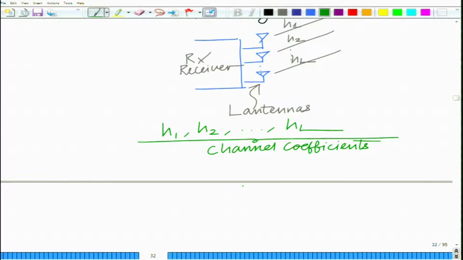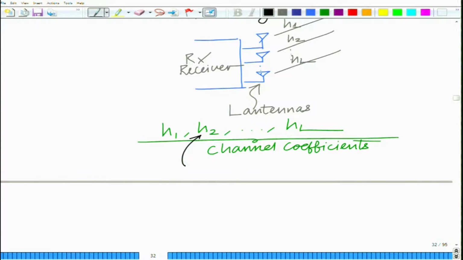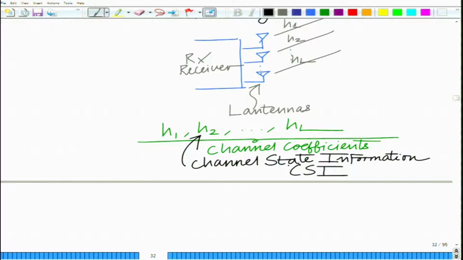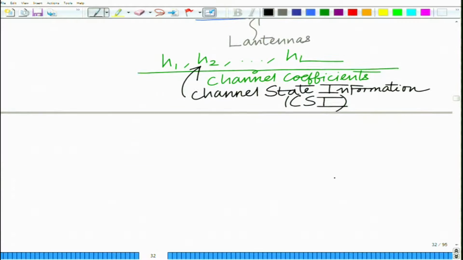Now, in wireless communication systems, the knowledge of these channel coefficients, that is, having the values of these channel coefficients, is termed as channel state information. The channel coefficients characterize the channel state. This is a frequent term: channel state information, or CSI.